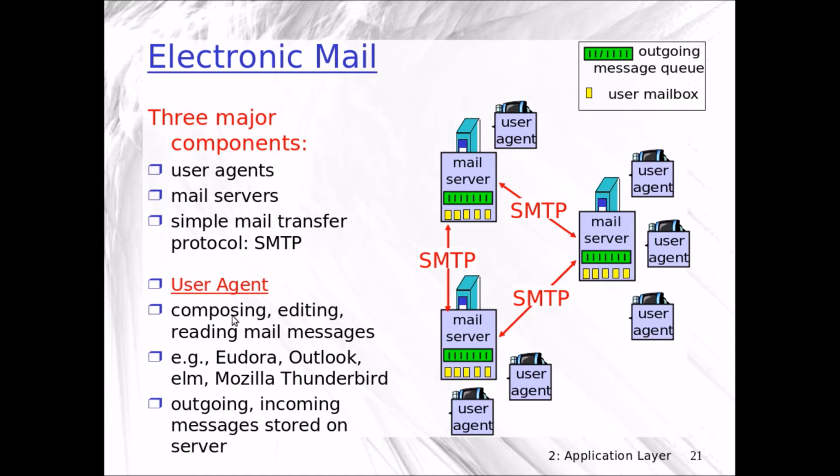First one is the user agent. It is responsible for composing, editing, and reading mail messages. Examples of user agents are Outlook, Mozilla Thunderbird, Eudora, etc. All the outgoing and incoming messages are stored on the mail server. So a user agent is an example of application-level software that is used to send an email. The yellow color is the user mailbox and the green color is the outgoing message queue.